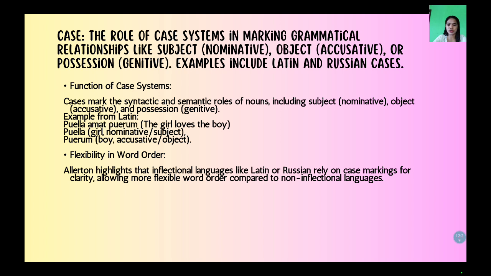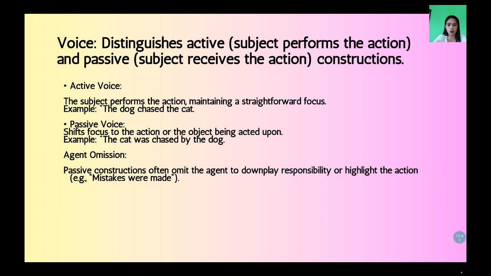Flexibility in word order. Allerton highlights that inflectional languages like Latin or Russian rely on case markings for clarity, allowing more flexible word order compared to non-inflectional languages. Next is voice. Voice distinguishes active, where the subject performs the action, and passive, where the subject receives the action, constructions.